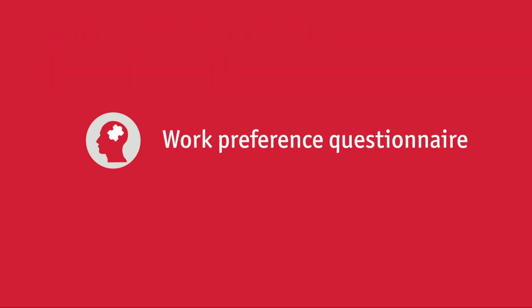The Work Preference Questionnaire looks at your preferred work style. It's untimed, but on average it takes approximately 45 minutes to complete. If you need to complete any other assessment types, you will be provided with instructions for completing the assessments.